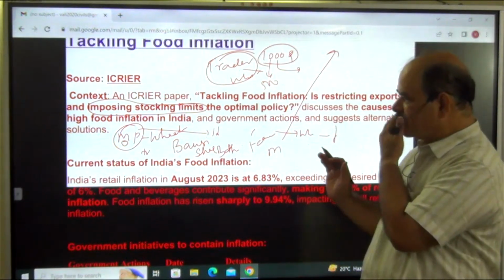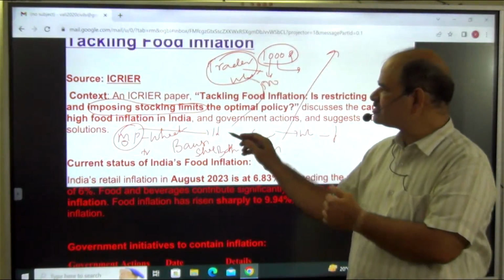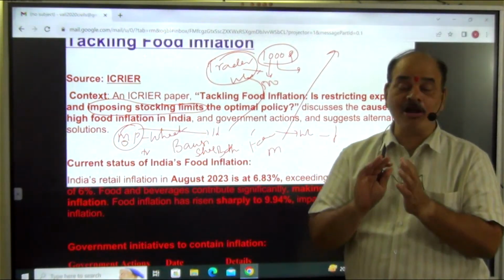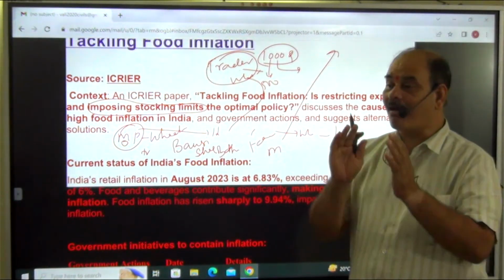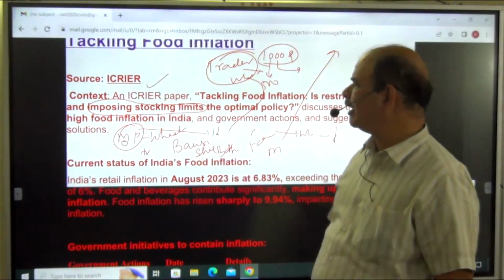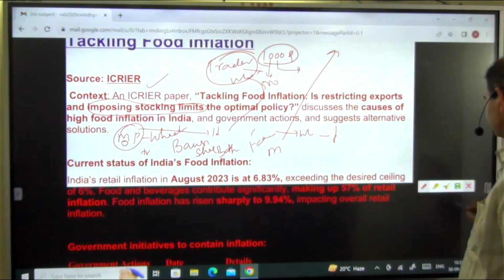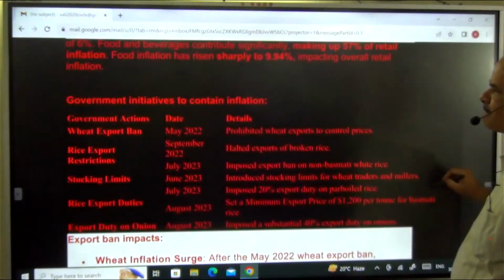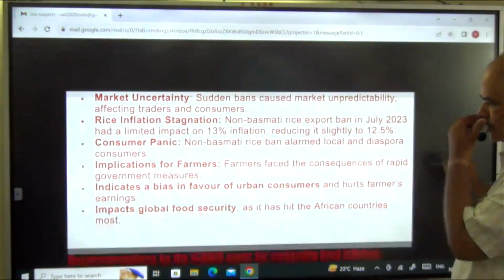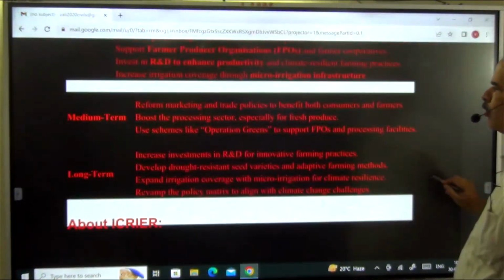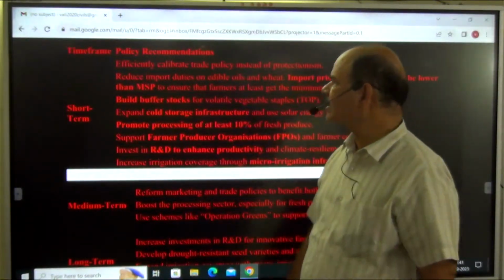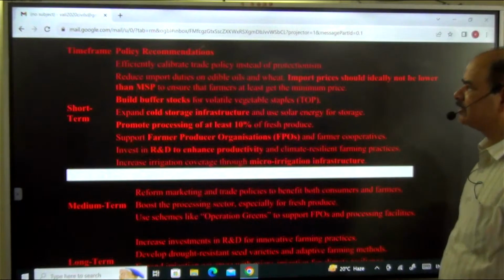Yes, but still, such a system is needed, but it will not work up to the mark. A long-term strategy is needed. What is revealed by this paper from ICRIER? Now, what it said: short-term time frame policy recommendations given by that organization.